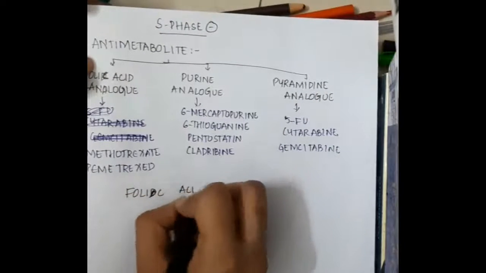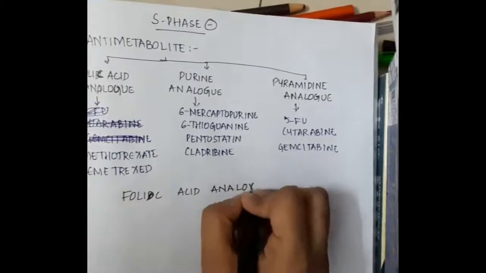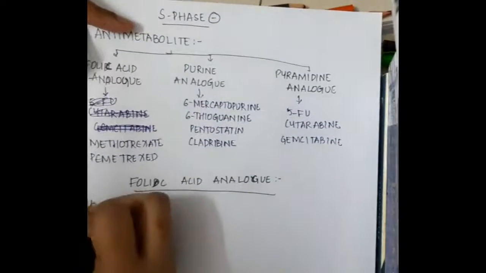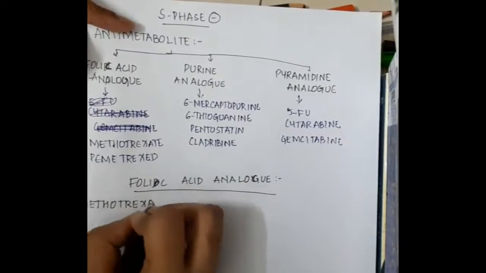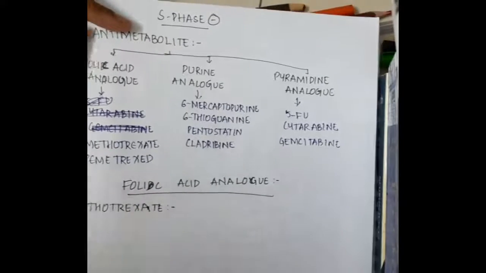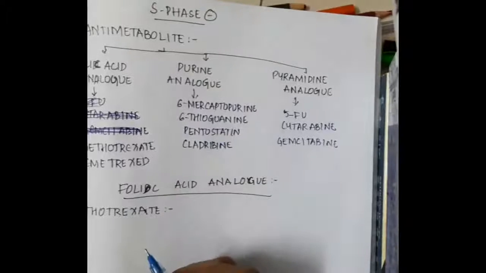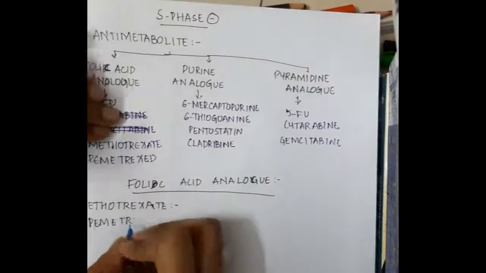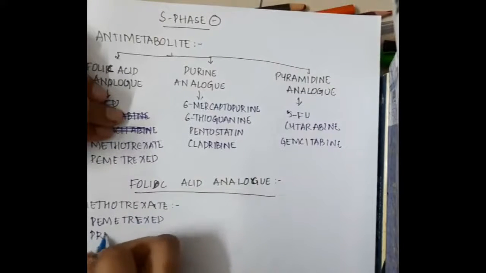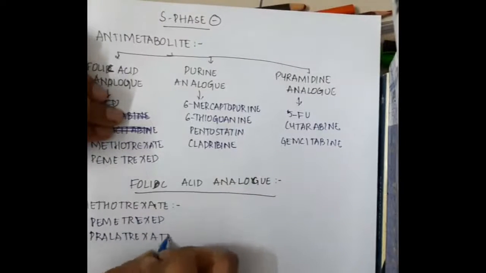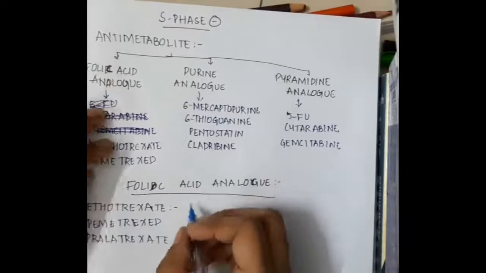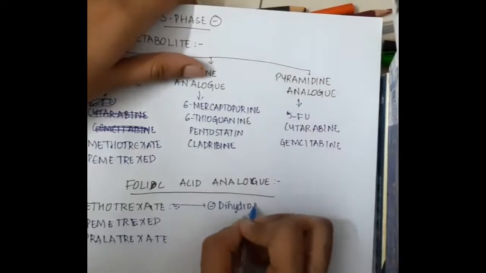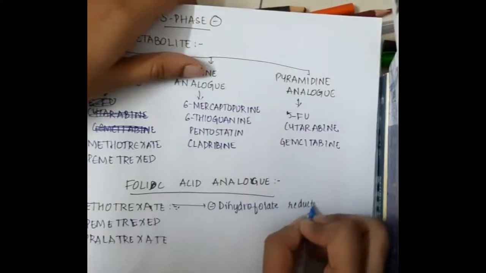In this class, we are going to learn about folic acid analogues. Folic acid analogues include Methotrexate. This Methotrexate will inhibit dihydrofolate reductase. Methotrexate, Pemetrexed, or Pralatrexate all belong to this group.